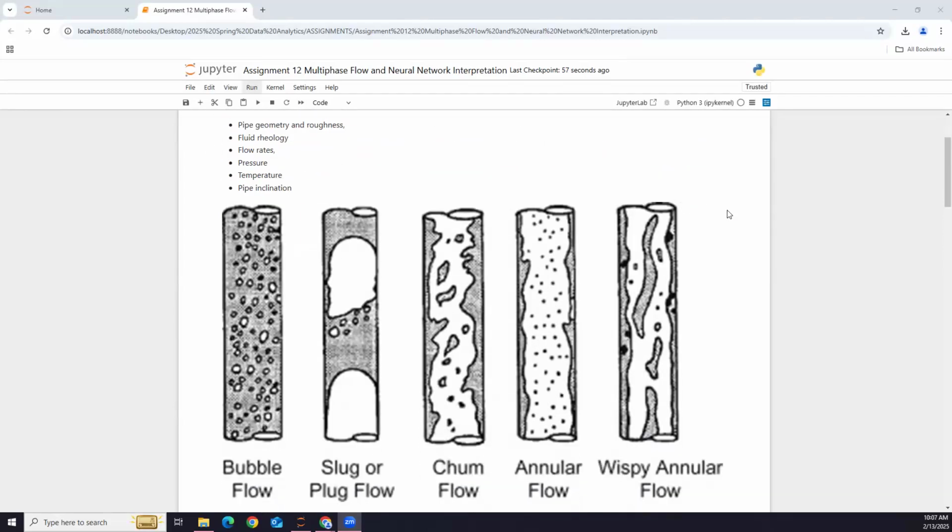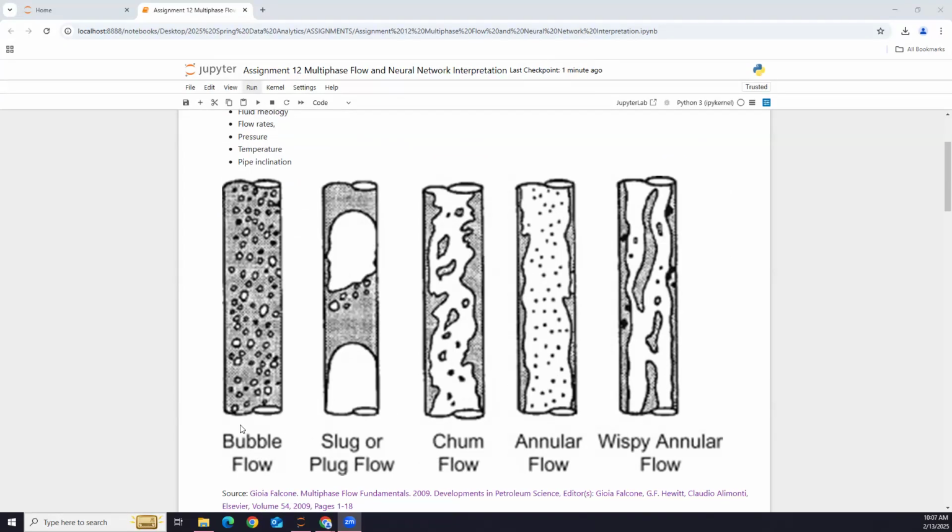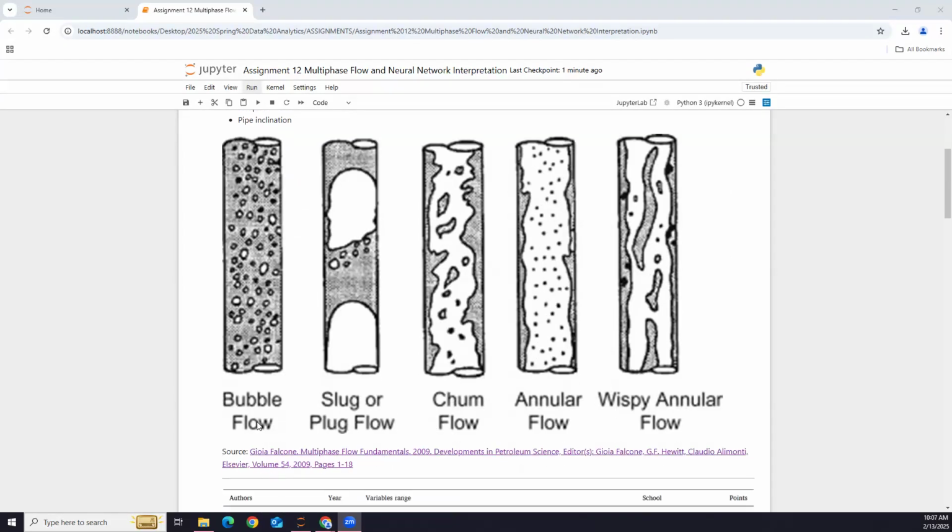And for vertical flow, for example, we can have multiple different kinds of flow patterns. We can have bubble flow, we can have slug flow, churn flow, annular flow, and for horizontal flow, we also have the corresponding patterns as well.